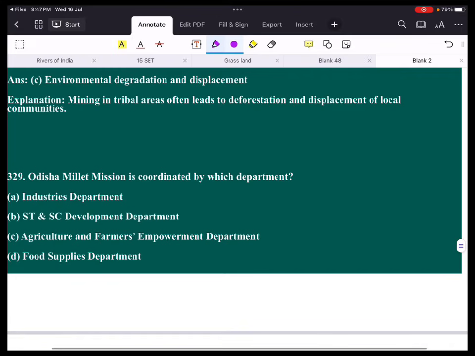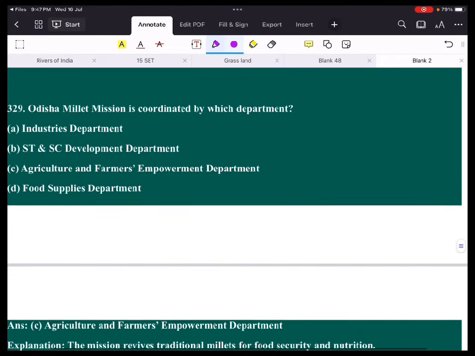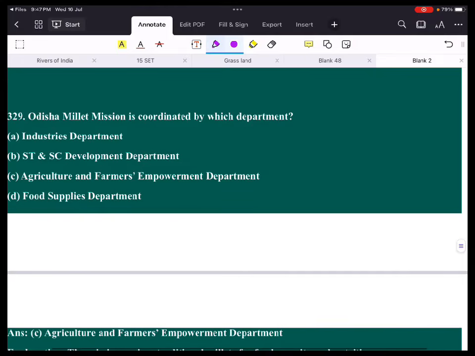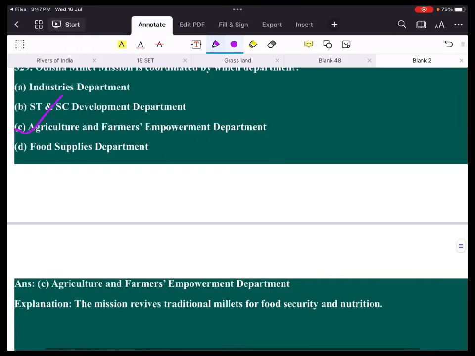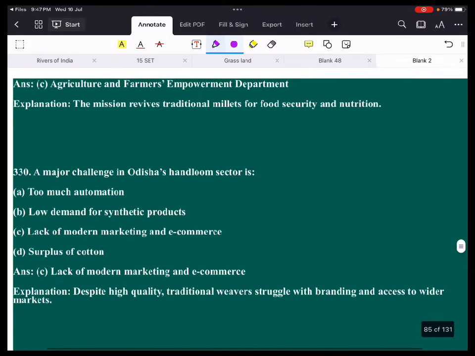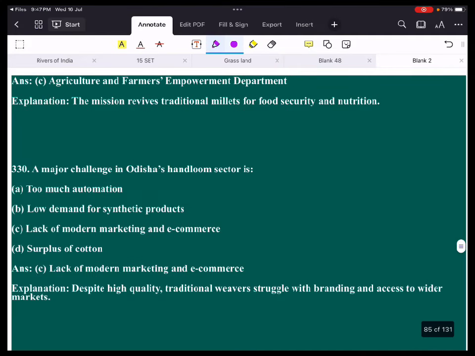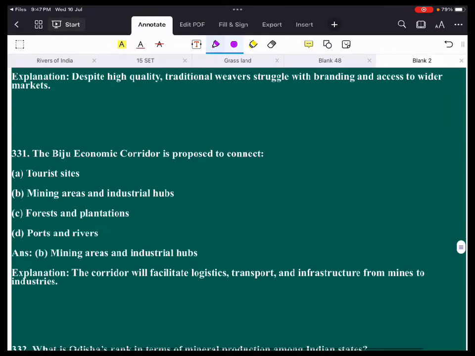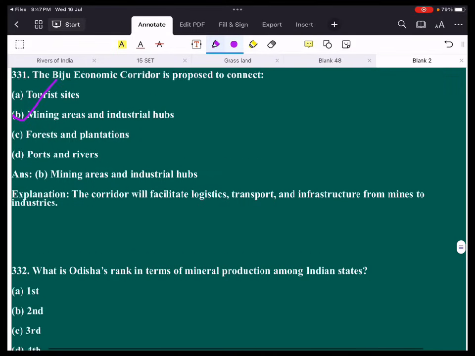The Odisha Millet Mission is coordinated by which department? It is coordinated by the Agriculture and Farmer Empowerment Department, option C. A major challenge in Odisha's handloom sector is lack of modern marketing and e-commerce, option C. The Biju Economic Corridor is proposed to connect mining areas and industrial hubs, option B.